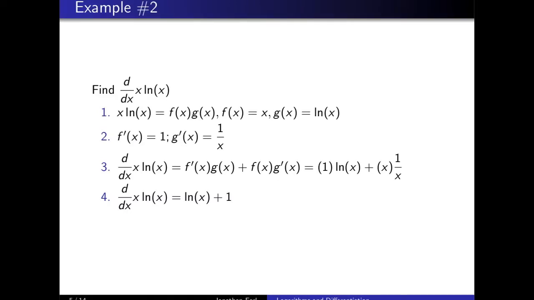If we take the derivative of x times ln x, we'll have a product rule, where our first function will be x, our second one is ln x. The derivative of our f is going to be 1, derivative of g will be 1 over x. So from our product rule, we'll wind up in the end with ln x plus 1.